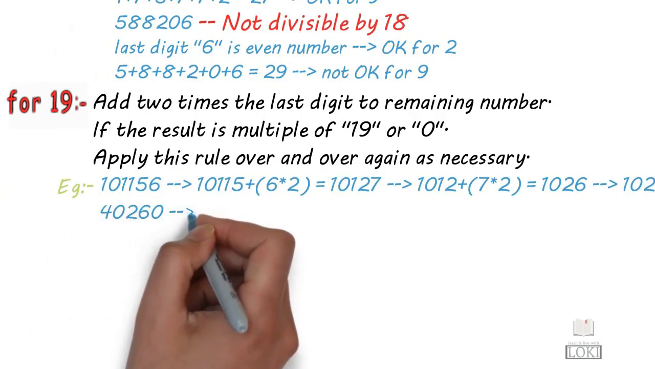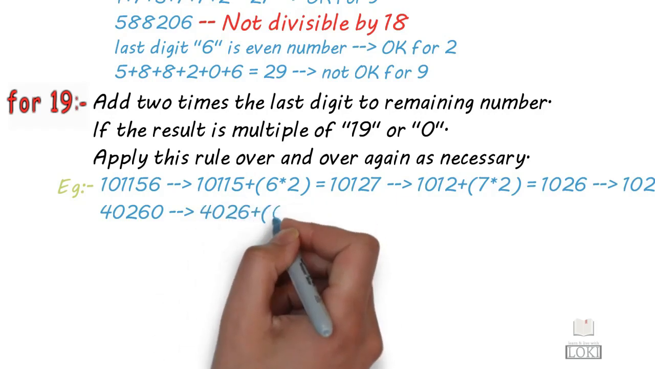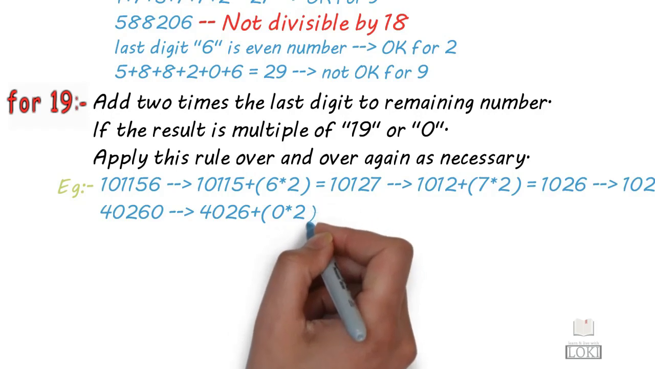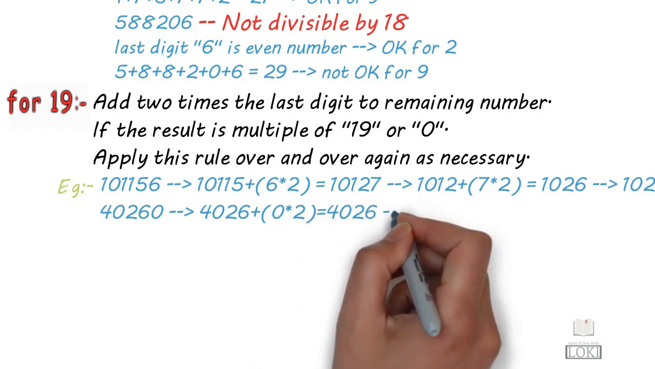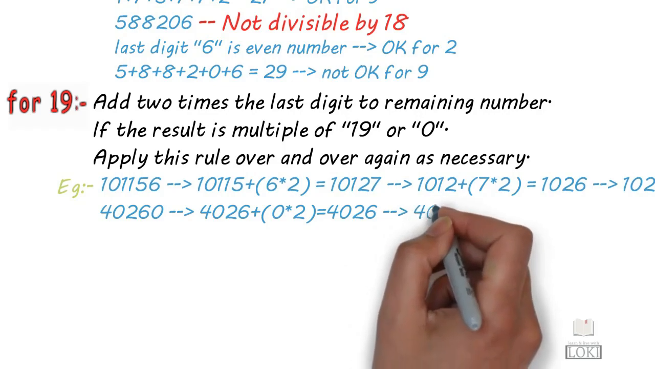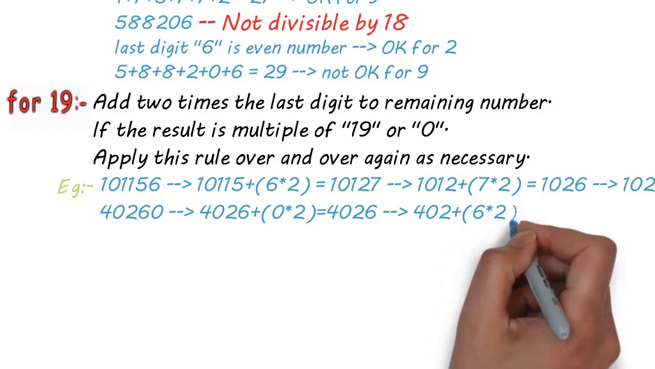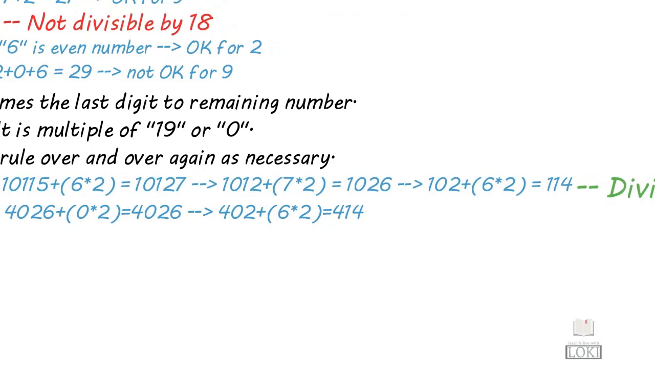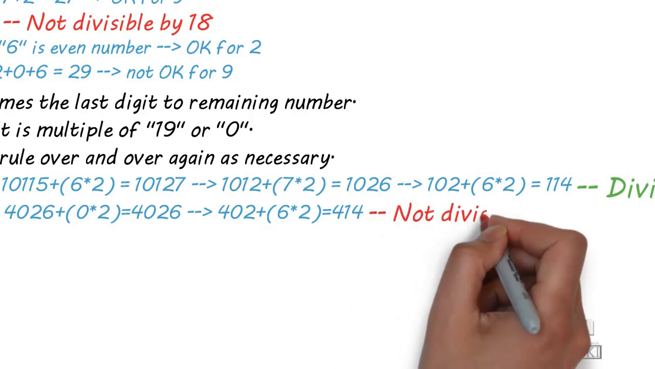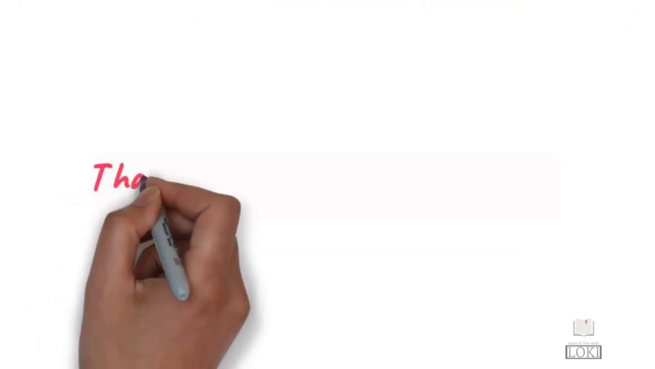Let's see another example for this. 40260. The last number is 0. 0 times 2 is 0. So we get the result as 4026. And again 6 times 2 is 12. 402 plus 12 gives 414. But 414 is not divisible by 19. So we can conclude that this number is not divisible by 19.